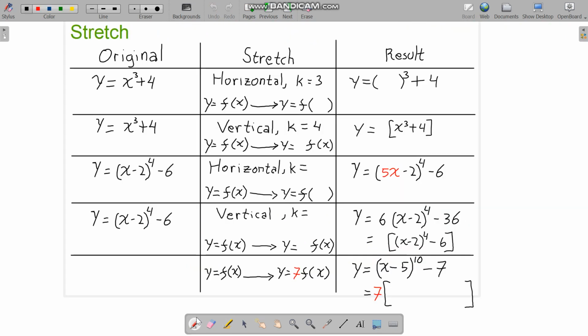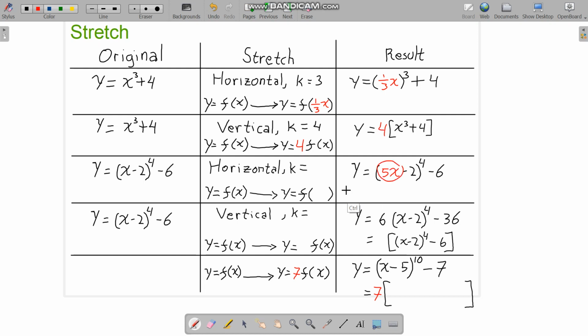For example, we have horizontal on the inside, k equals 2. For horizontal, we use 1/3, f of 1/3x. So we replace x with 1/3x. For vertical, it's on the outside. 4 means just 4, so we multiply everything by 4.